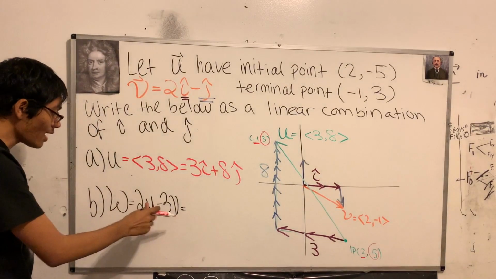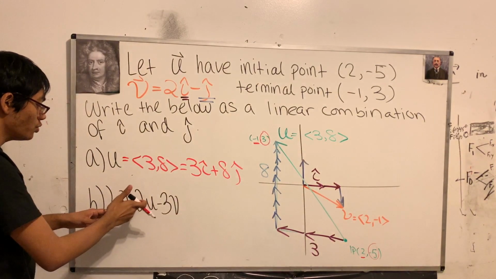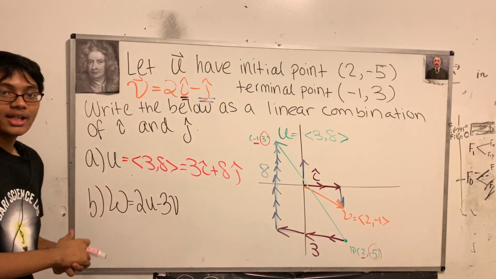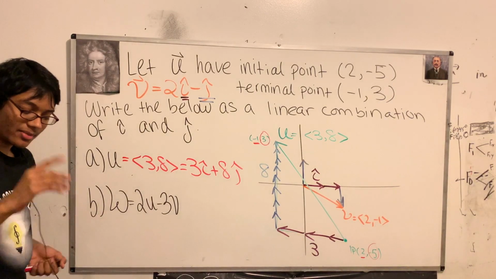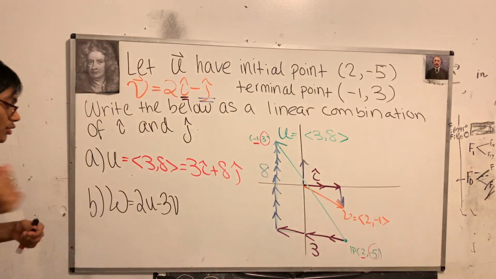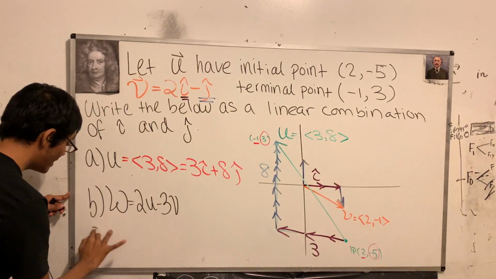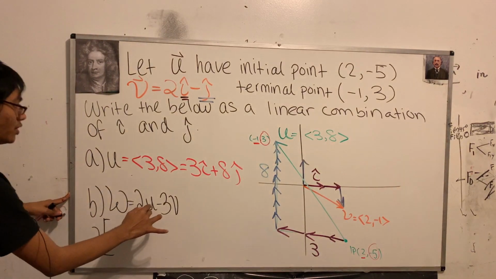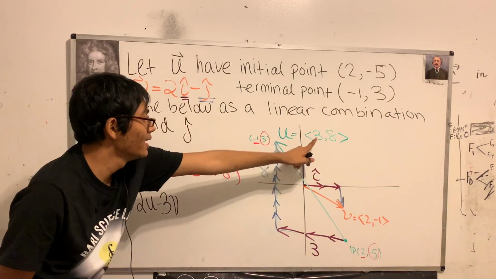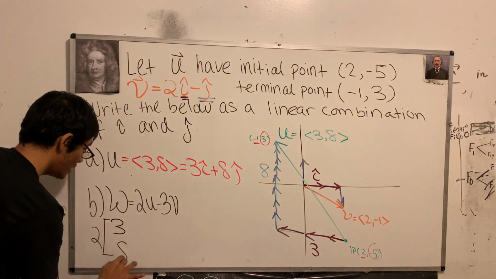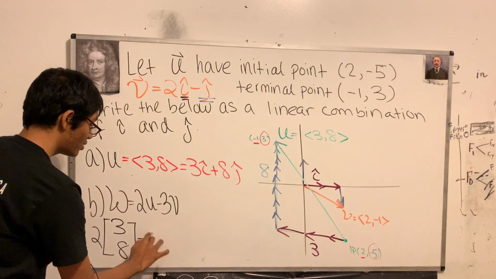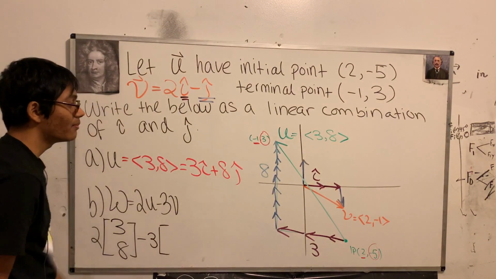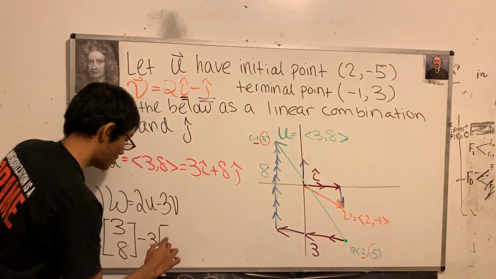Okay, what about this question? w is 2u minus 3v. How do we write that as a linear combination? Think about it before you watch my solution. Well, all I have to do is take 2 of my vector u. What's my vector u? It's (3, 8). And what's my vector v? Well, I'm going to take 3 of whatever my vector v is. My vector v is (2, -1).